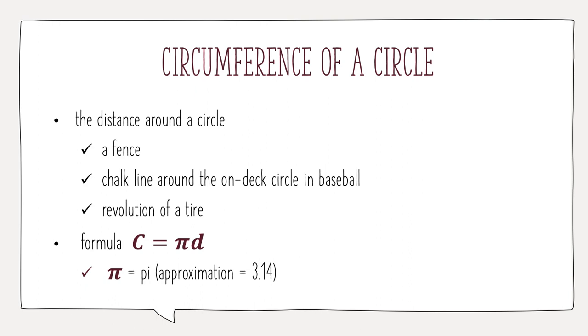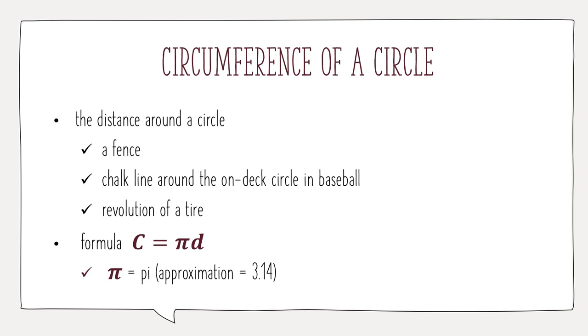Wait, were you using pi? We're using pi, yes. But since perimeter is found by adding the sides, and circles don't have sides, we're going to use a formula. So circumference is going around the circle. Some examples, those 3 check marks, are ways that I could ask you for the circumference without using the word circumference. Okay? Like if I wanted to know how big the fence is around a circular garden.